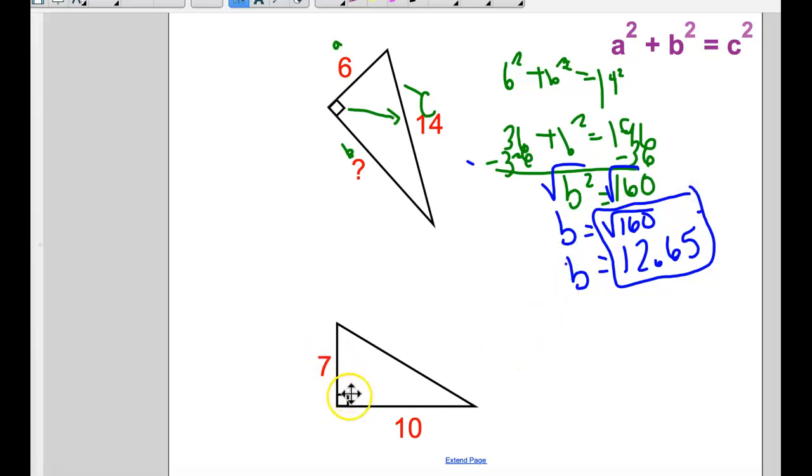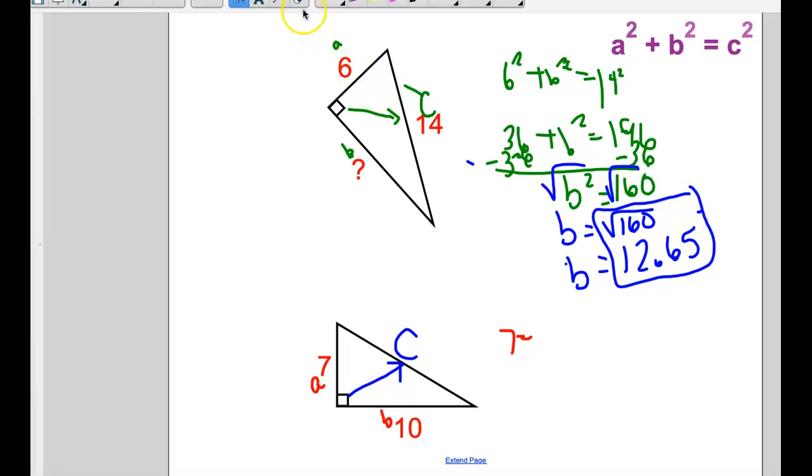Second problem, this one would be my C across. I'm just going to do one of these where you don't know the C. So this one, when I start working through this problem, is a little bit easier because I know my A and my B are interchangeable. I'm going to call my A the 7. I'm going to call my B the 10. And then my C is I don't know. So when I walk through this one, it's going to look like this: 7 squared plus 10 squared.